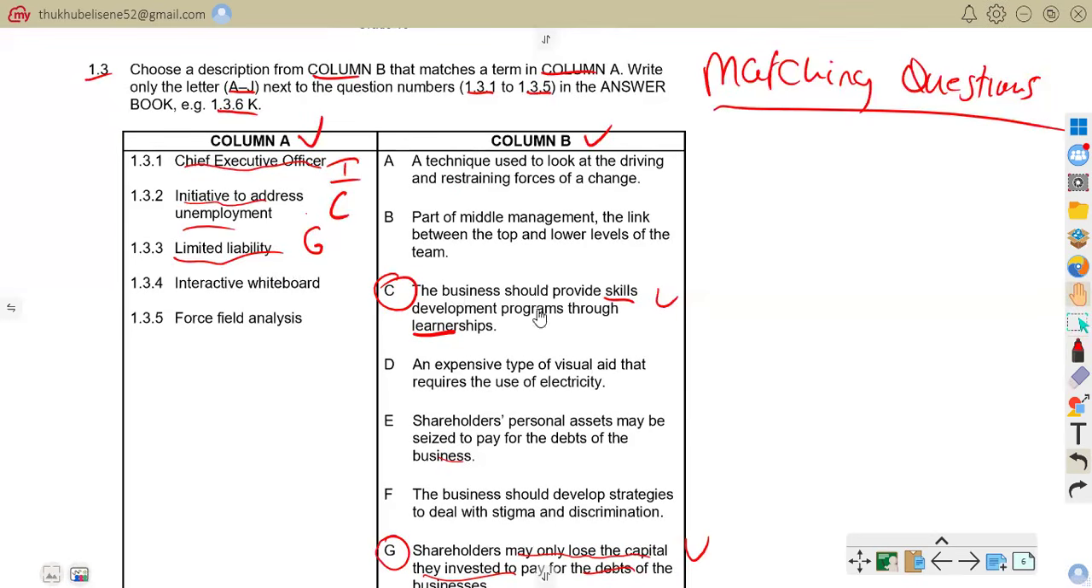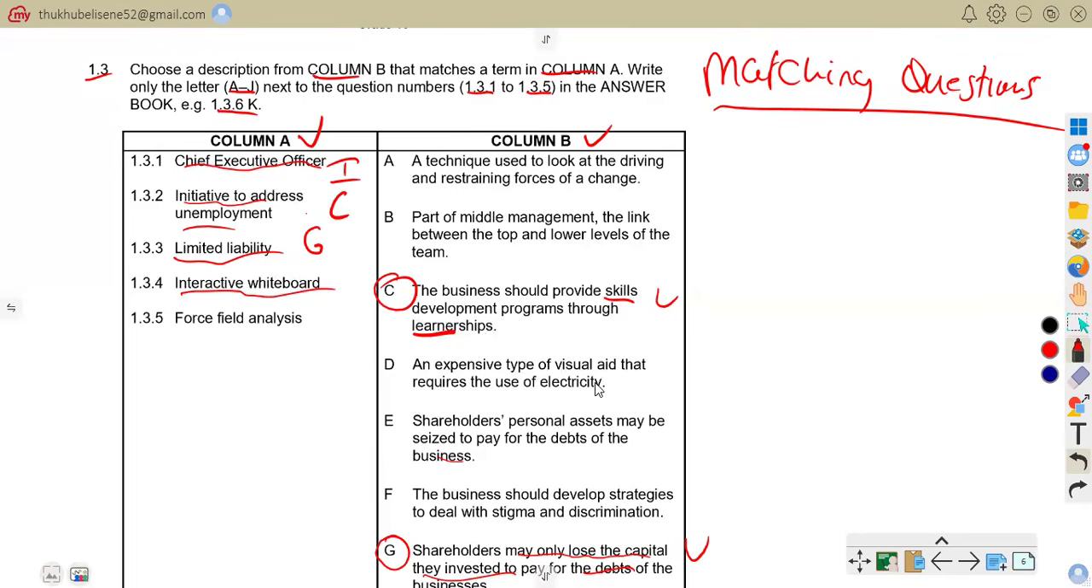We are talking about limited liability. We know very well that limited liability is a legal protection that limits an individual's financial responsibility for business debts to the investment, shielding personal assets. Let me not waste time and come to 1.34, interactive whiteboard.